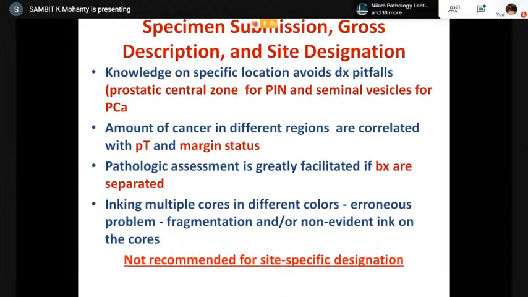Are they small or big? Then the amount of cancer in different regions is correlated with pathologic T stage and margin status. So that is something important.